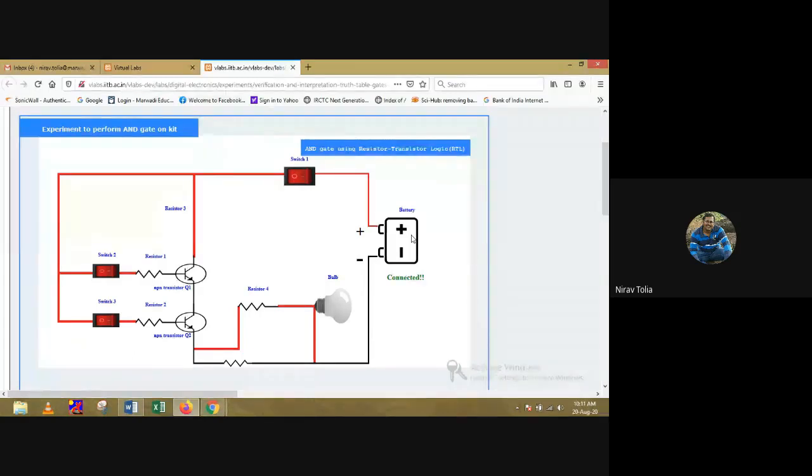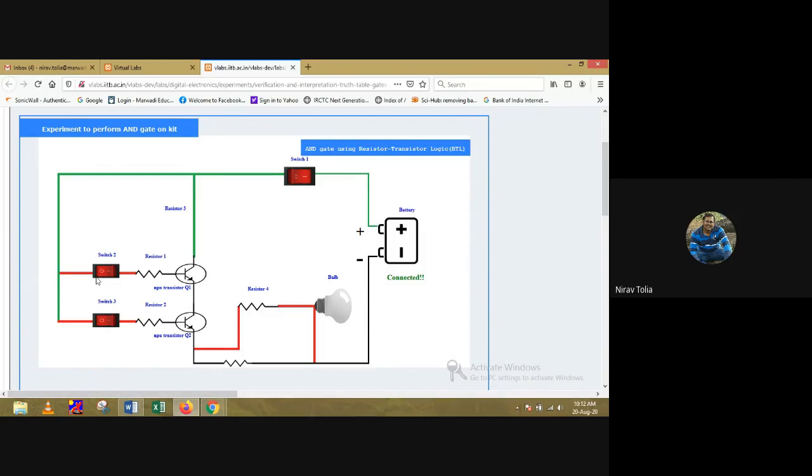But power is not going to transistor 1 and transistor 2 because my switch 1 is off. First we have to turn on switch 1, so I am double clicking on that. You can see the change in color. If you close the switch, the wire will be red, and if you turn on the switch, your wire will be green. So you can easily visualize that.